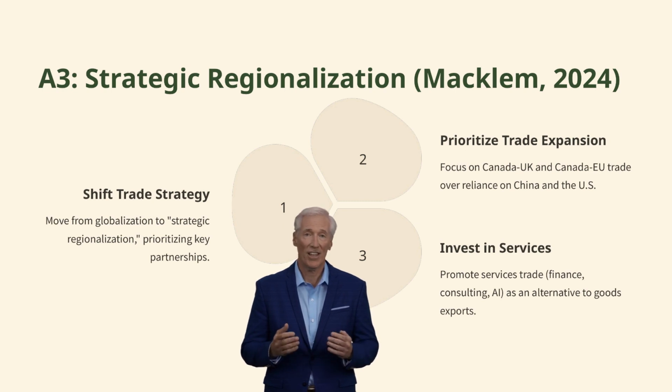First, he suggests that Canada should shift its trade strategy from the broad notion of globalization to a more focused approach known as strategic regionalization. This means honing in on select regions where our economic strengths can shine the brightest. Next, he advises that we prioritize expanding trade with key partners like the United Kingdom and the European Union, steering away from an over-reliance on markets such as China and the US. It's about building deeper, more resilient regional ties.